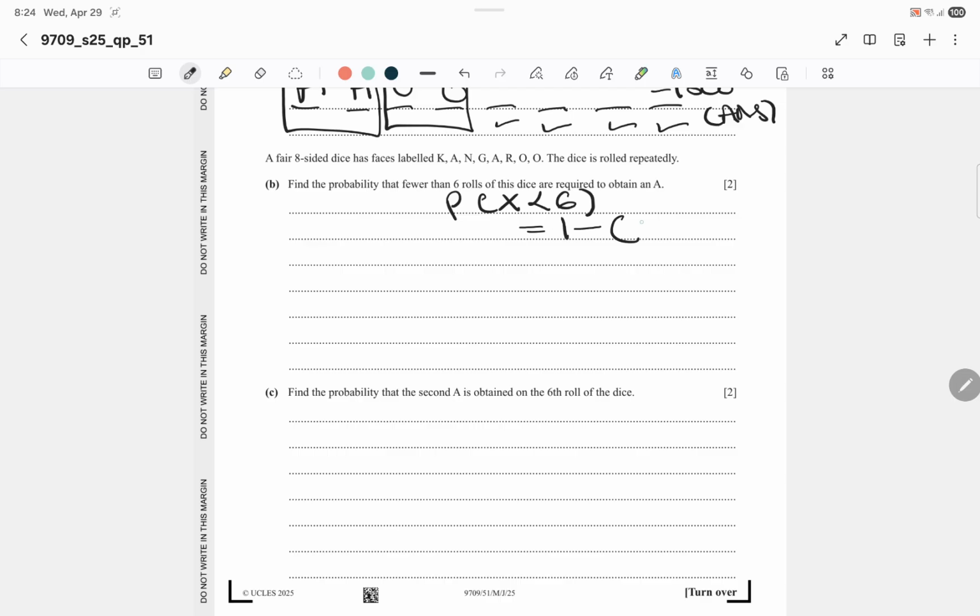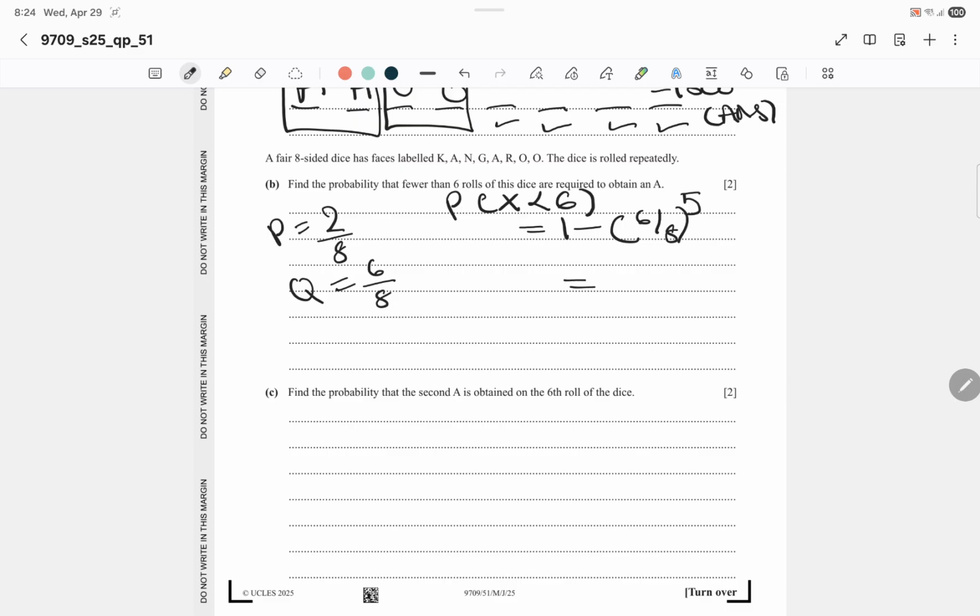Whenever it's like this, we find the Q. Probability P is 1 by 8. Wait, A, right. Sorry, it's 2 by 8. It's 2 by 8. And Q, which is not the probability of this, is going to be 6 by 8. 6 by 8 to the power of 5. 1 minus Q to the power n. It's the formula for geometric.